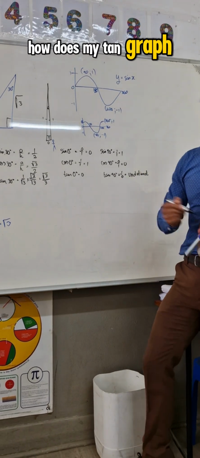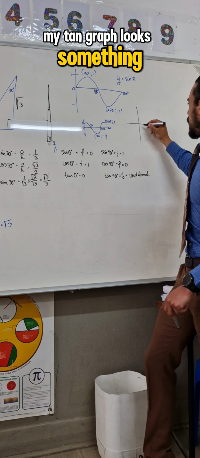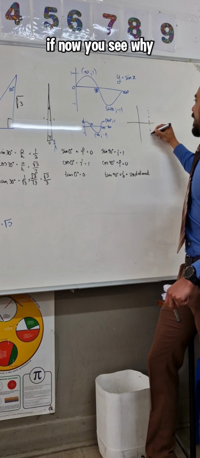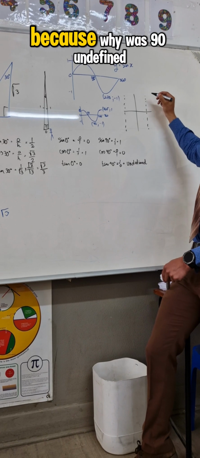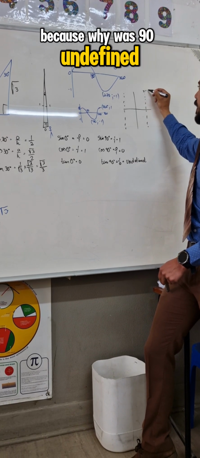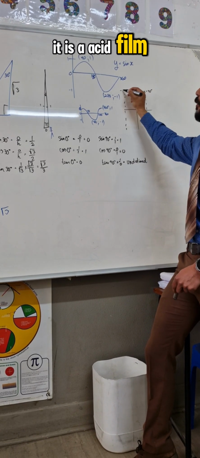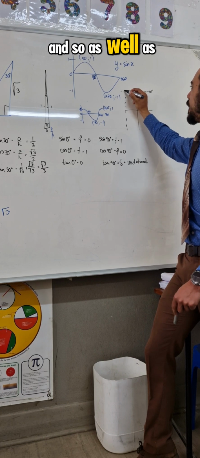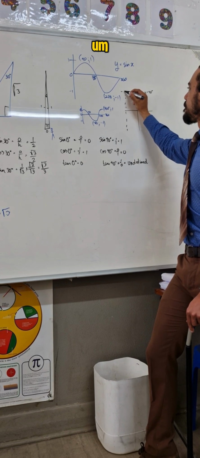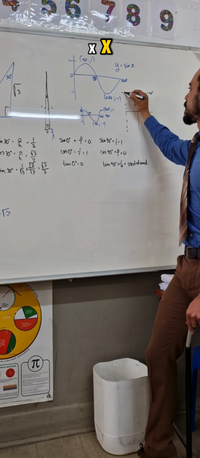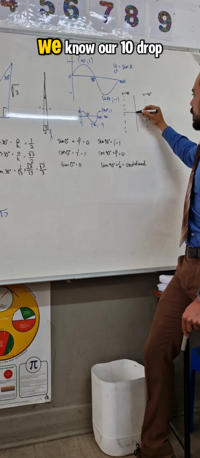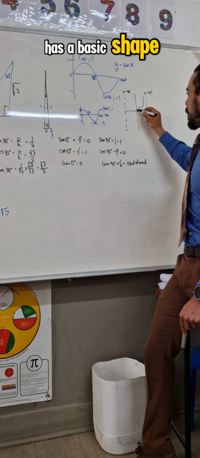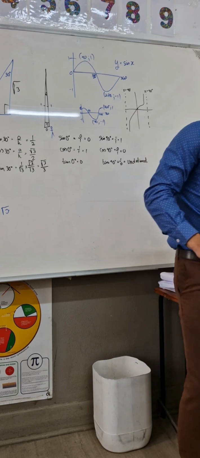How does my tan graph look? My tan graph looks something like this. Now you see why 90 was undefined, because why was 90 undefined? It is an asymptote, as well as x equals negative 90. So we know our tan graph has a basic shape that goes something like that.